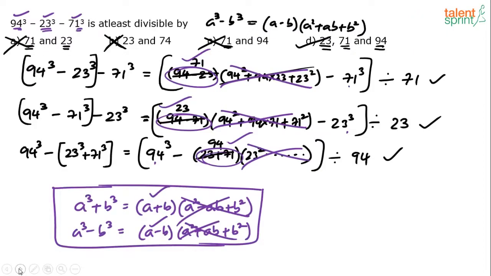So the answer to this question will be option D, 23, 71, and 94. All three divide these numbers. So D is the answer, 23, 71, and 94.